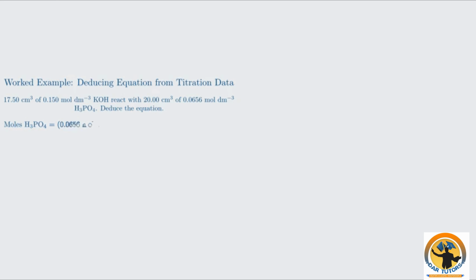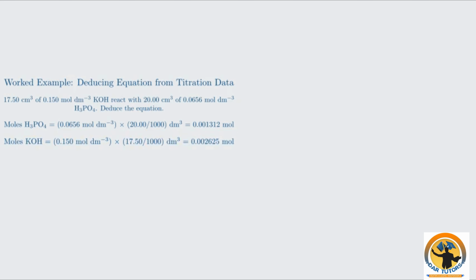The volume is 0.02000 dm3, so 0.0656 mol/dm3 times 0.02000 dm3 gives 0.00131 moles of phosphoric acid. Now for KOH, moles equals 0.150 mol/dm3 times 0.0175 dm3, which is 0.002625 moles.